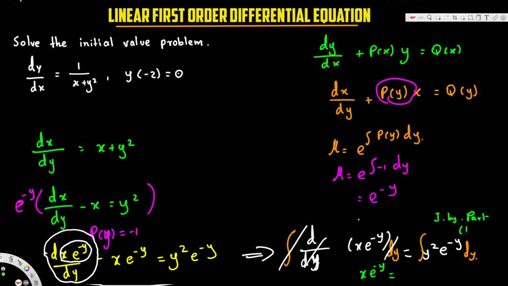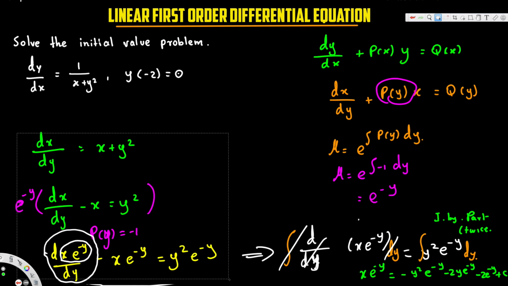But you have to do this one twice. If you do it twice, you will get negative y square e power -y minus 2y e power -y minus 2 e power -y plus constant. So this is the one you will get after doing the integration. Now let's get rid of this one and continue here.